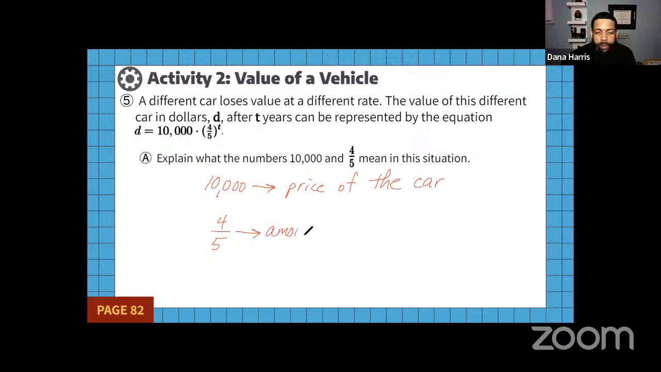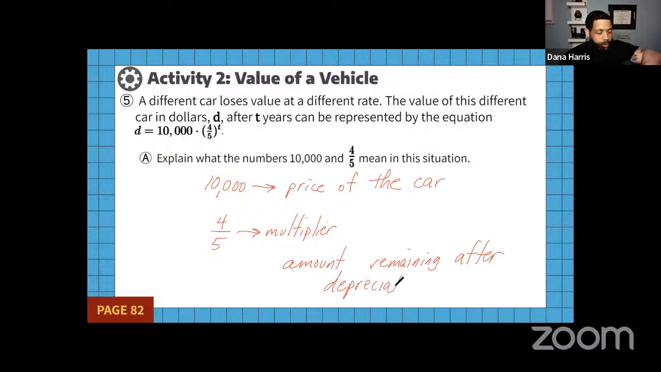4/5 is the amount remaining. You can say multiplier. Let's say like this. So this is the multiplier, right? Or it's the amount remaining after depreciation. Okay, after depreciation. Very, very important here.